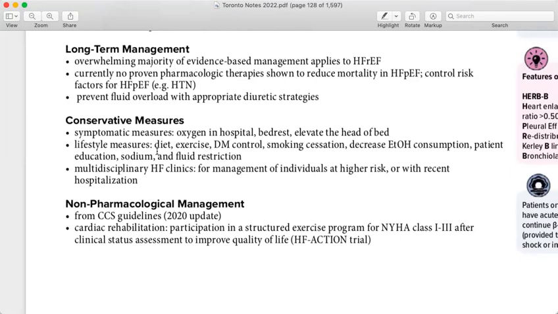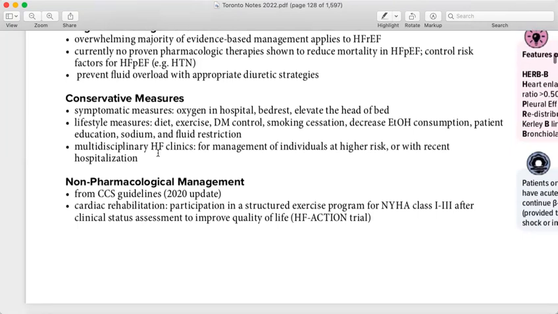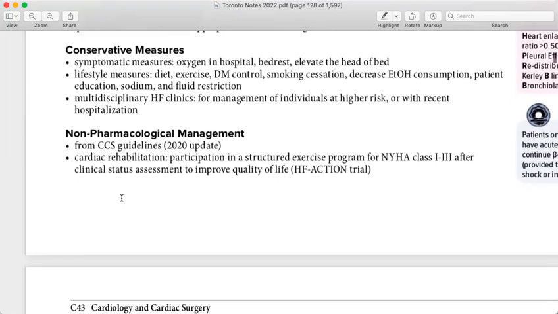A multidisciplinary approach is important because this person is facing shortness of breath, so they might have anxiety as well. They need some motivational therapies along with these ones, and then some dietitian, some cardiologists. So that's why it's a multidisciplinary approach. Non-pharmacological management is basically cardiac rehabilitation.